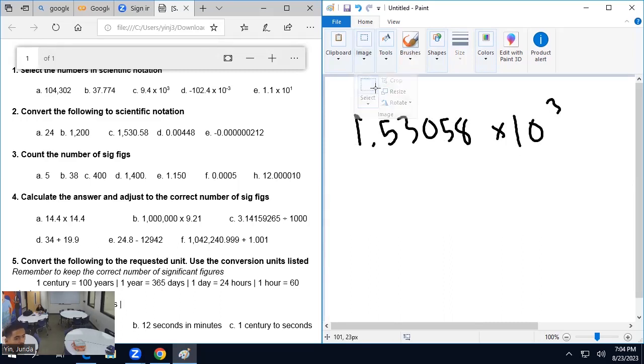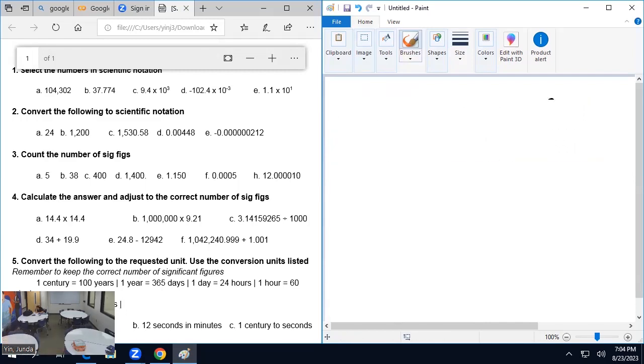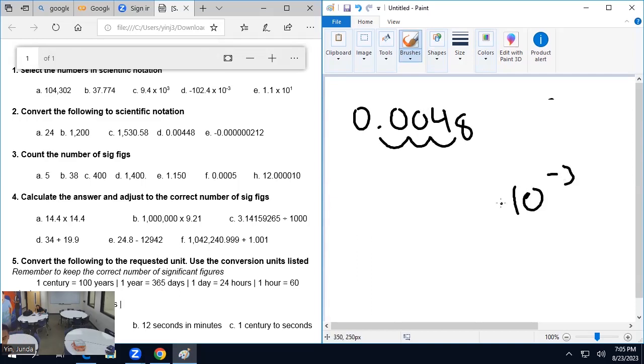What about 0.00448? 4.48 times 10 to the negative 3. That is correct. If you're moving it in the other direction, 1, 2, 3 is going to be negative instead of positive, so it's going to be 10 to the negative 3 times 4.48. That is correct.